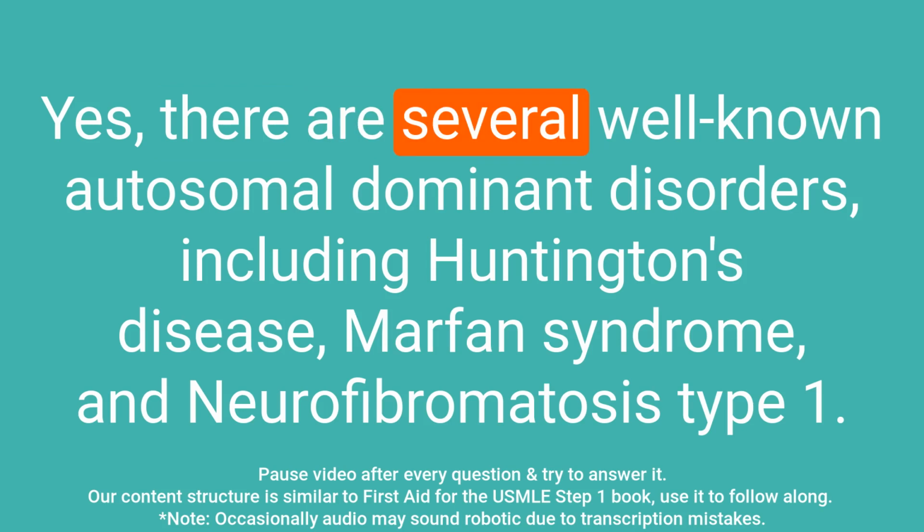Question: Are there examples of well-known autosomal dominant disorders? Answer: Yes, there are several well-known autosomal dominant disorders, including Huntington's disease, Marfan syndrome, and neurofibromatosis type 1.